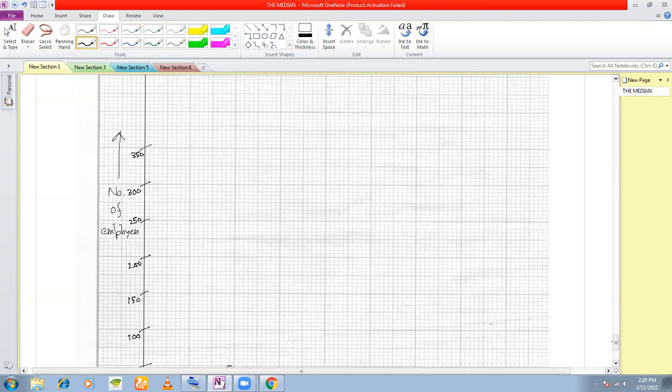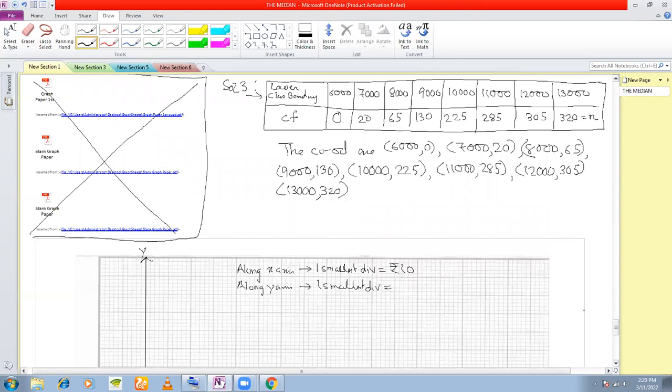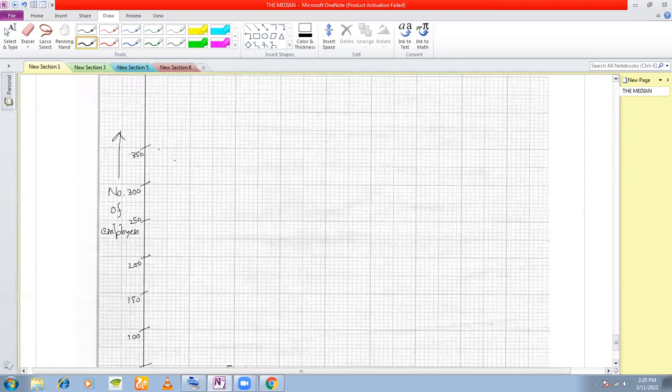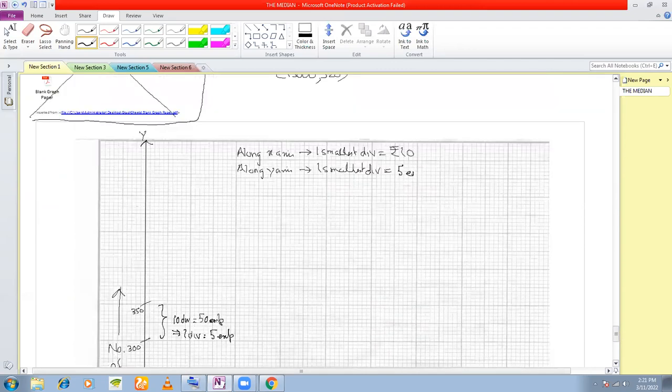Fine. Now we are going to plot all these points on this graph. So let's write down the scale once along the y-axis. What is the scale we have taken? 10 divisions is equal to 50 employees, so one division is equal to 5 employees. One smallest division here will be equal to 5 employees. Fine, so this scale is done.